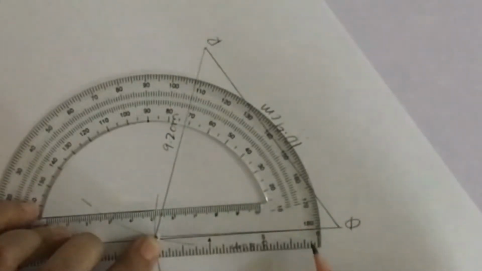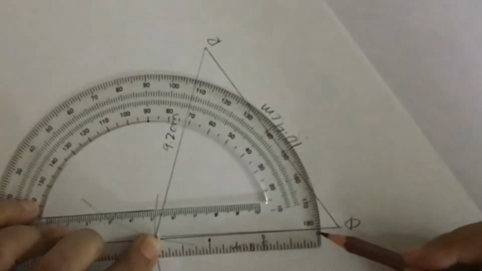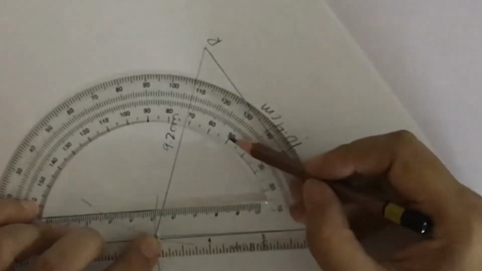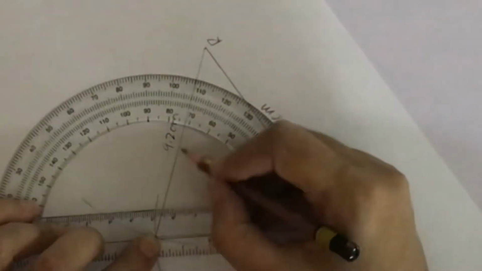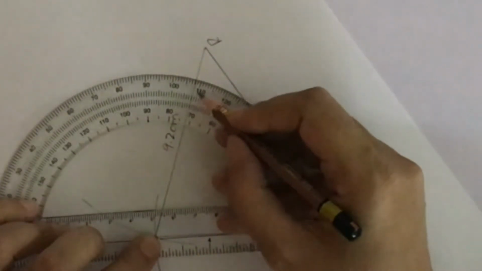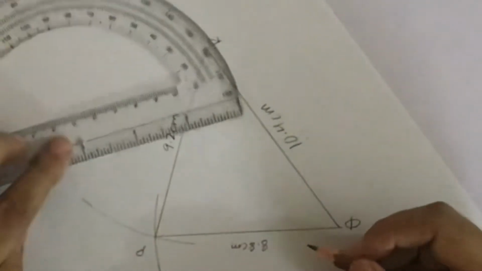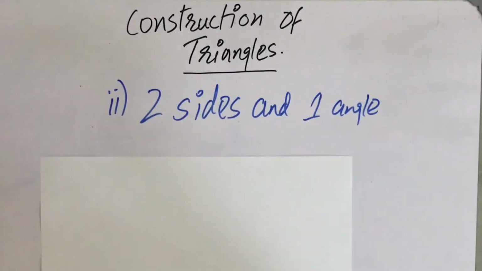Our line is hidden now. PQ line is no more visible. Now I shall read 0 from here. This is 10, 20, 30, 40, 50, 60, 70. This angle is now here 70, 1, 2, approximately 72 or 73 degree. 73 degree.